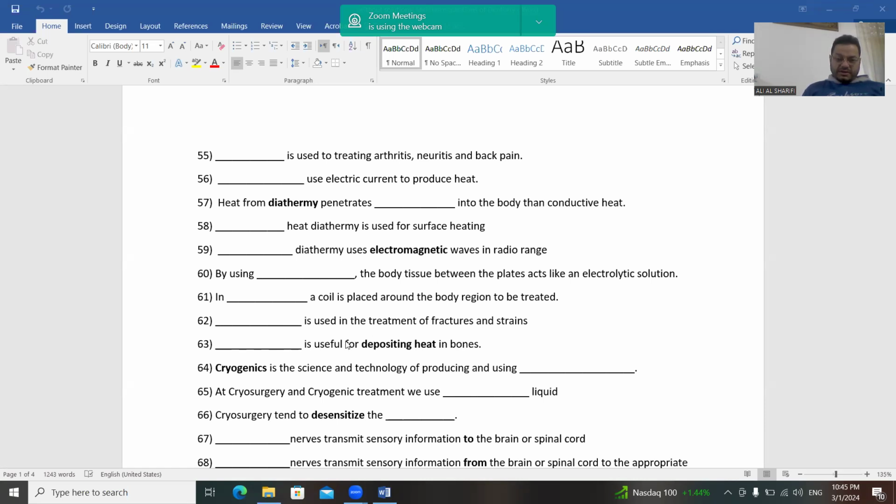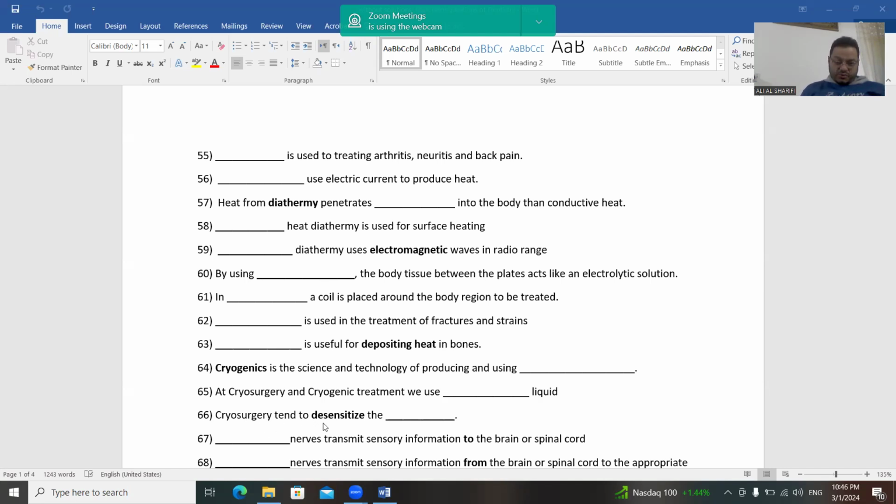Blank is used in the treatment of fractures and strains. Blank is useful for depositing heat in bones. Which one? Cryogenic is the science and technology of producing and using what? Cryosurgery and cryogenic treatment, we use all of these two kinds.